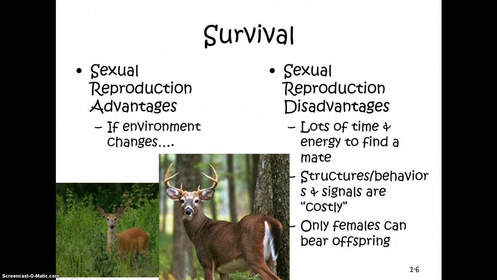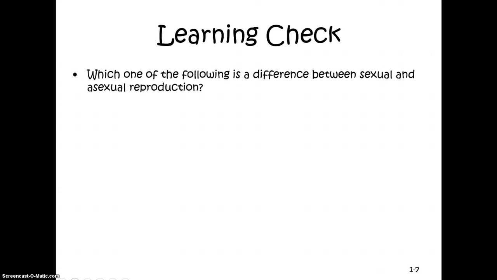So it's costly to attract a mate, but obviously the advantage outweighs that cost. See, only females can bear offspring. That's also a disadvantage of sexual reproduction when you're looking in terms of species and trying to get as many of you out there as you can. Yeah, that's it. Learning check.